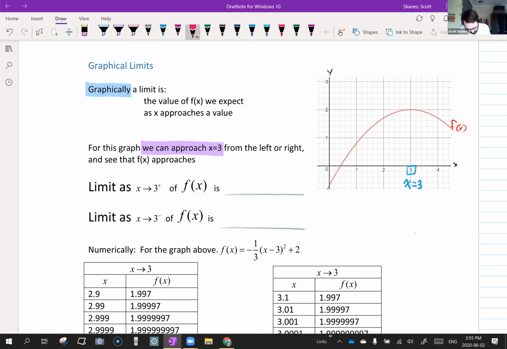Let's just say, when x equals 3, we can pretty much tell that it's going to be 2, right? In this case, we can tell it's 2. Down this line, we can see it's 2. But there are two ways we need to look at limits. We need to say, what's the value from the right side and from the left?